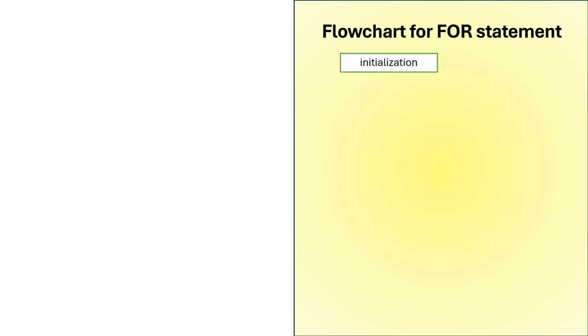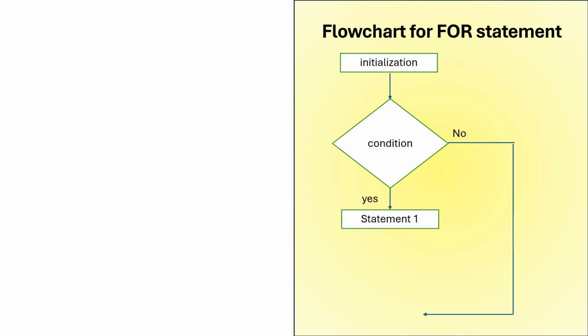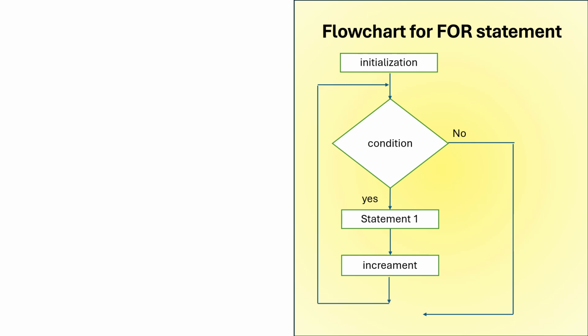Whereas in the flowchart, it starts off with a rectangle in which the initialization of the for loop, or the initialization of the variable, is done, followed by the checking of the condition. When the condition is true, it will execute statement 1, and after executing statement 1, it will increment the value of the variable. After incrementing the value of the variable, it will again go back to the condition and see whether that variable is falling within the range that is specified in the condition.